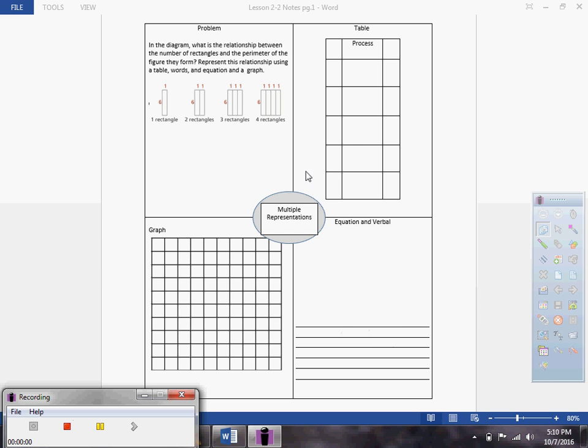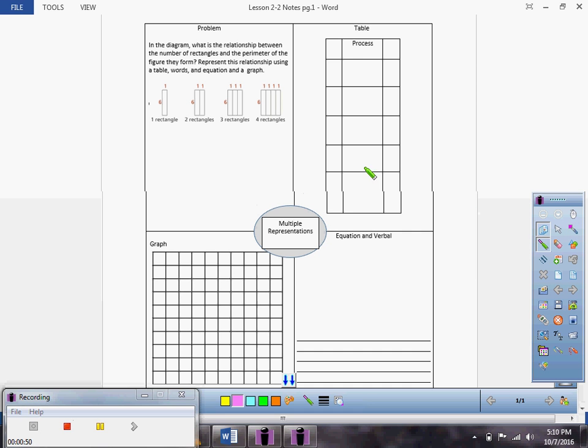We begin by looking at the representation that was given to us. In this case, we were given a word problem, so it was given to us in words. So we want to take those words and the diagram they give us and represent that data, starting with the table. So let's go ahead and look at the word problem first.